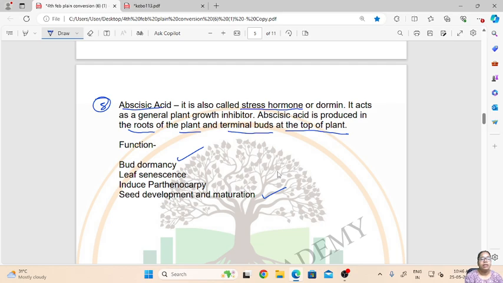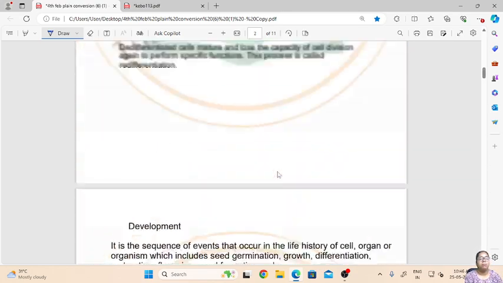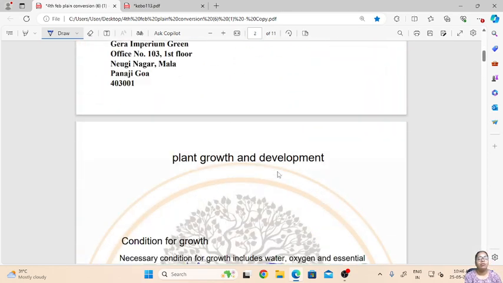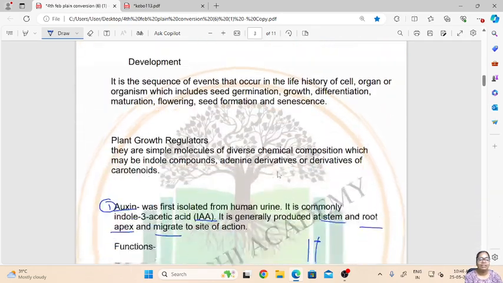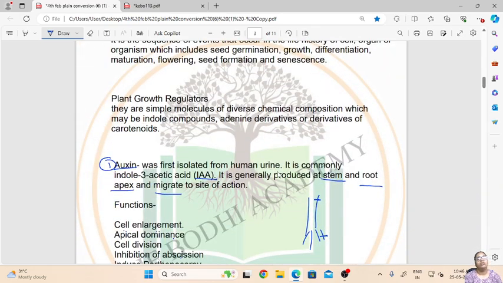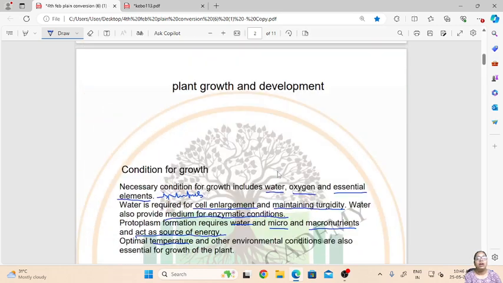So basically in this part of the video, we have seen what are the growth conditions required, what are the developmental phases of the plant, and which are the plant growth regulatory hormones which are essential for the plant growth and development.